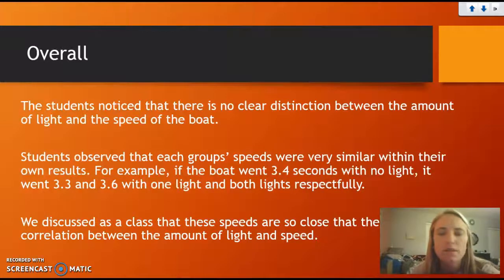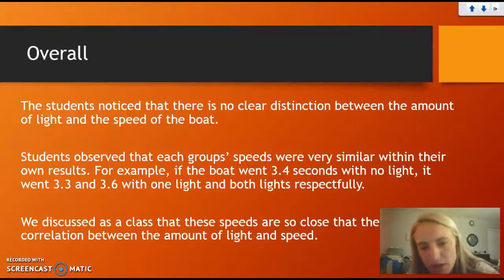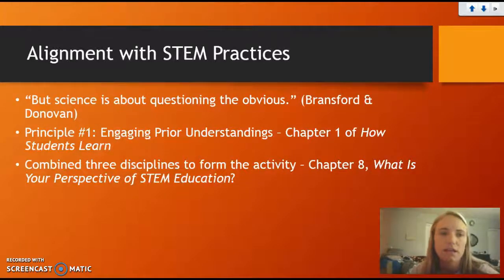The students noticed that there is no clear distinction between the amount of light and the speed of the boat. The students observed that each group's speeds were very similar within their own results. For example, if the boat went 3.4 seconds with no light, it went 3.3 and 3.6 with 1 light and both lights on, respectively. We discussed as a class that these speeds are so close that there is not a correlation between the amount of light and speed.